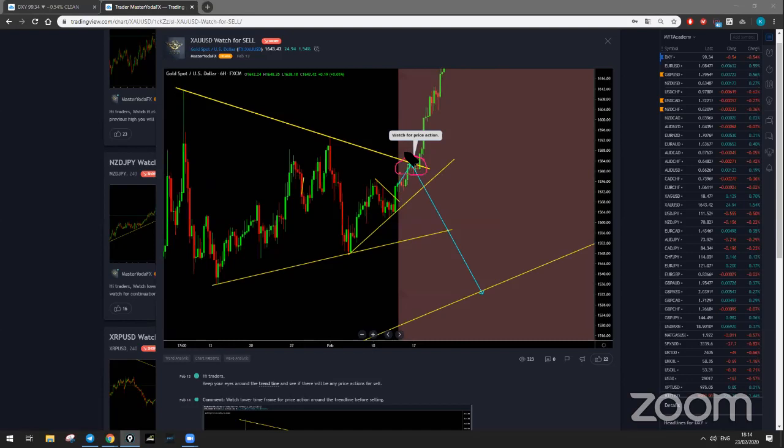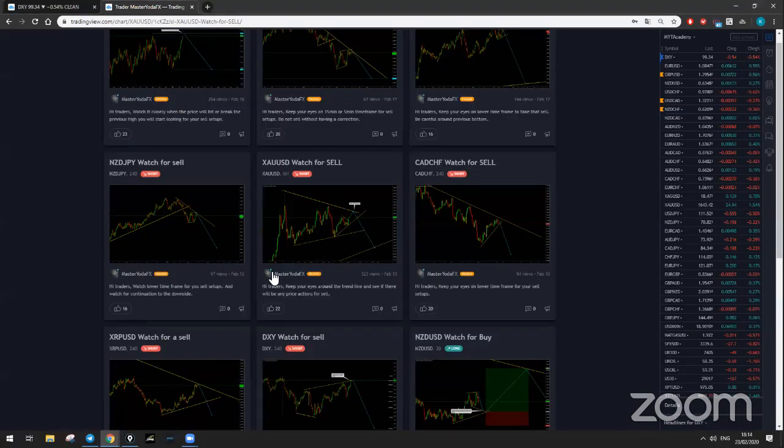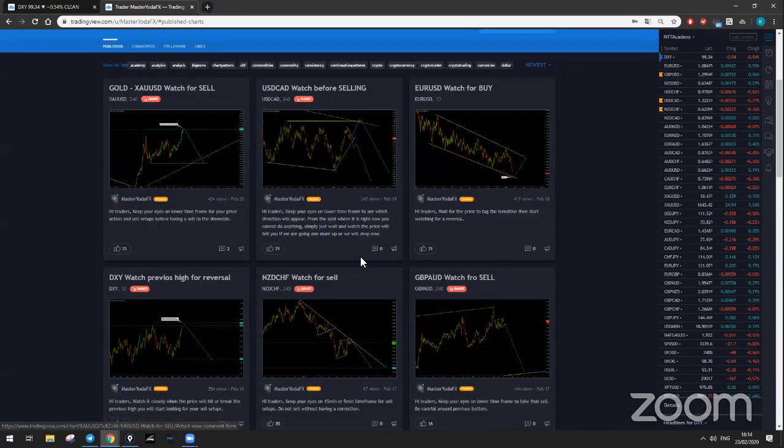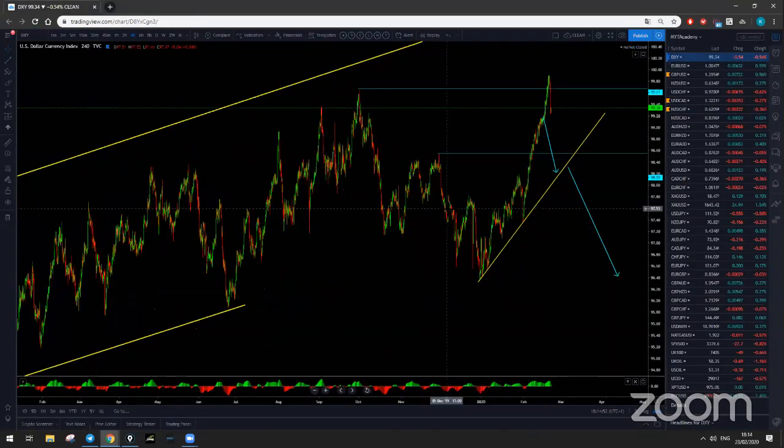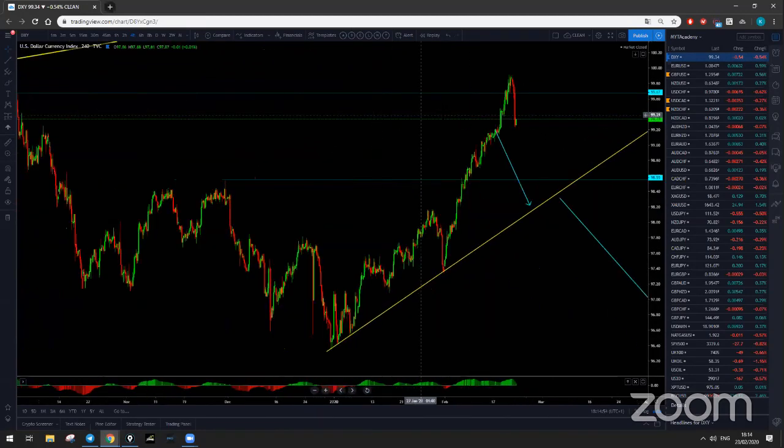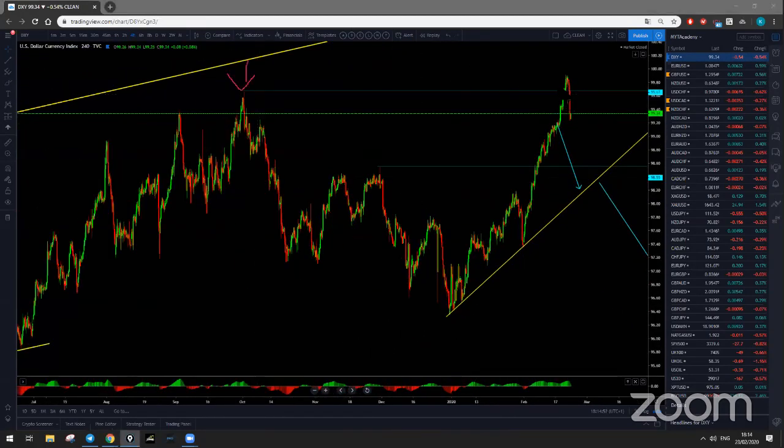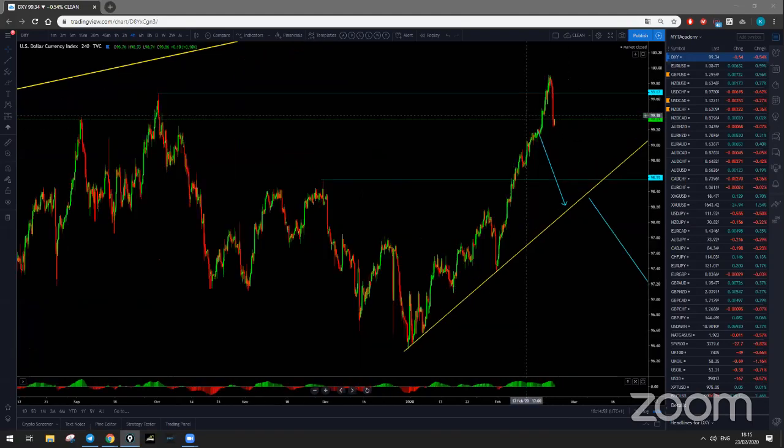Okay, I think that it will reverse, but the price didn't give us any setups. I will show you now on the charts. Okay, so let's go step by step. DXY. As you see there, the price has gone up, tagging that high. Now it reversed to the downside.